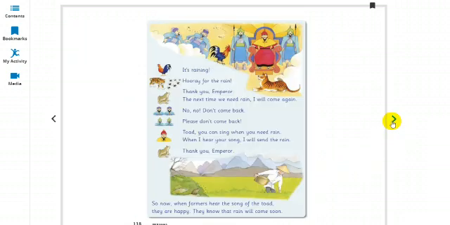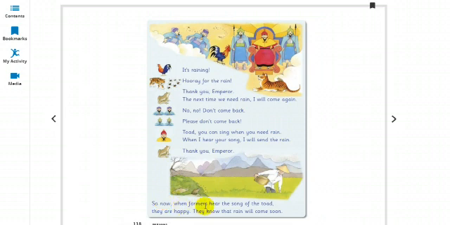So now let's move on to the ending of the story at page number 118. Let's continue reading. The rooster says, "It's raining." The bees and tigers say, "Hooray for the rain." The Toad says, "Thank you, Emperor. The next time we need rain, I will come again." The purple guards say, "No, no, don't come back." And the green guards also say, "Please don't come back." And then the Emperor says, "Toad, you can sing when you need rain. When I hear your song, I will send the rain."